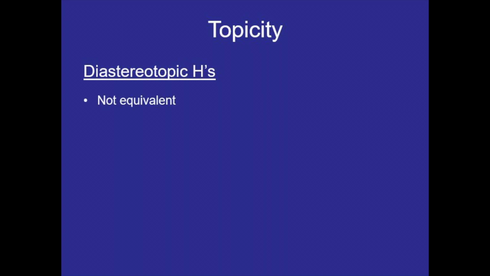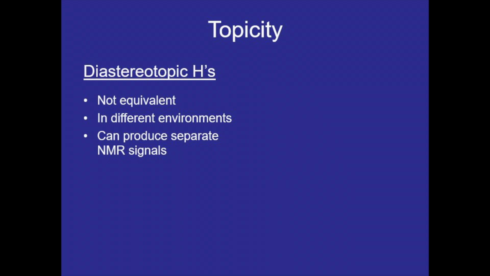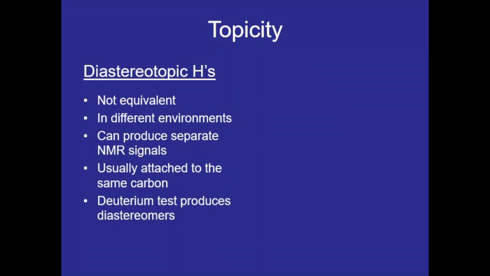These are hydrogens that are not equivalent, even though they might be attached to the same carbon, because they will be in different chemical environments, and therefore can produce separate NMR signals if they're unique enough. Sometimes they're still similar enough where we don't see a distinction between their peaks, but we'll still label them differently, and we might see two separate signals for them. Usually these hydrogens are attached to the same carbon, although that's not always the case. They could be attached to separate carbons if the carbons are diastereotopic. And when performing the deuterium test, two structures will be produced that are diastereomers of each other. I'll be showing an example of this in just a second, but let's go over enantiotopic hydrogens first.